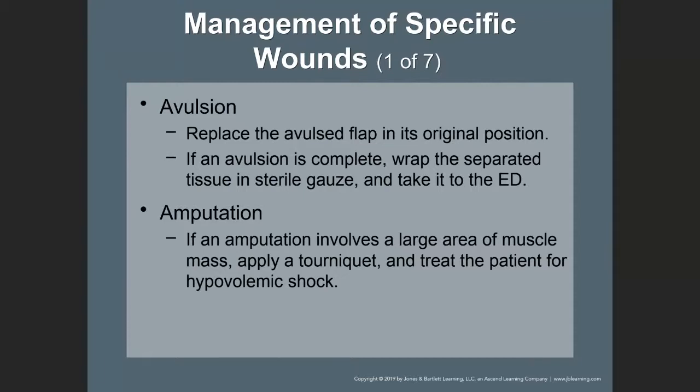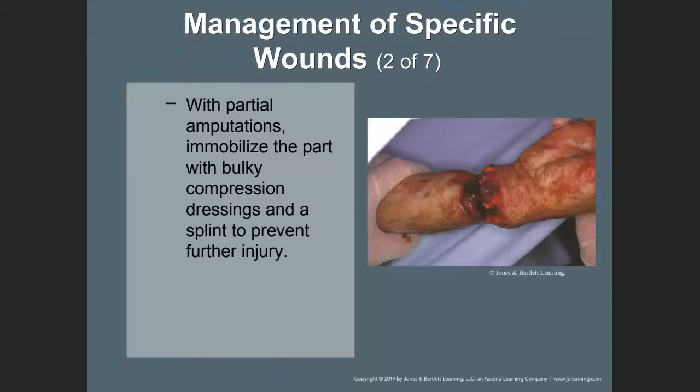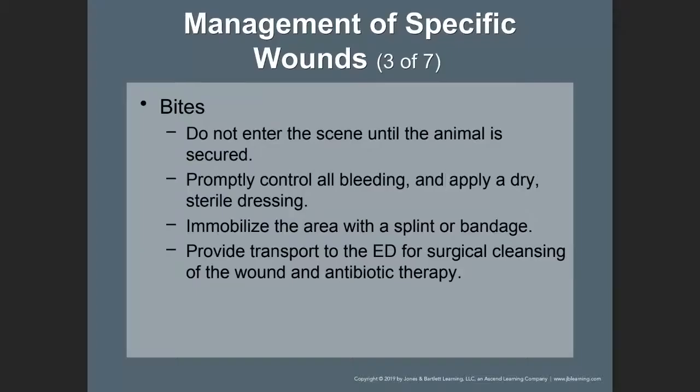With a crush injury, you should definitely be thinking about the use of a tourniquet. And for some injuries where major arteries are bleeding, then you may have to apply a tourniquet as well. With partial amputations, immobilize the part with a bulky compression dressing and a splint to prevent further injury.